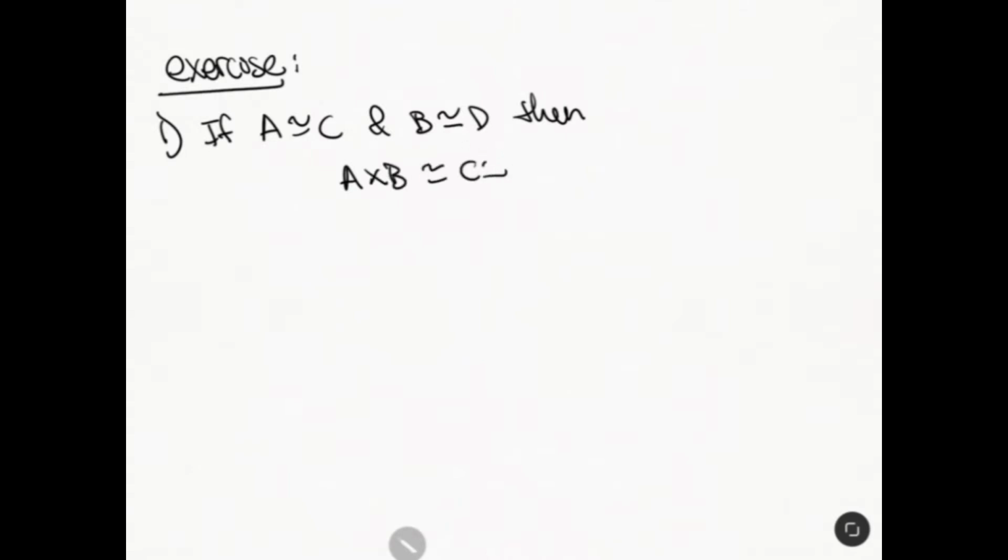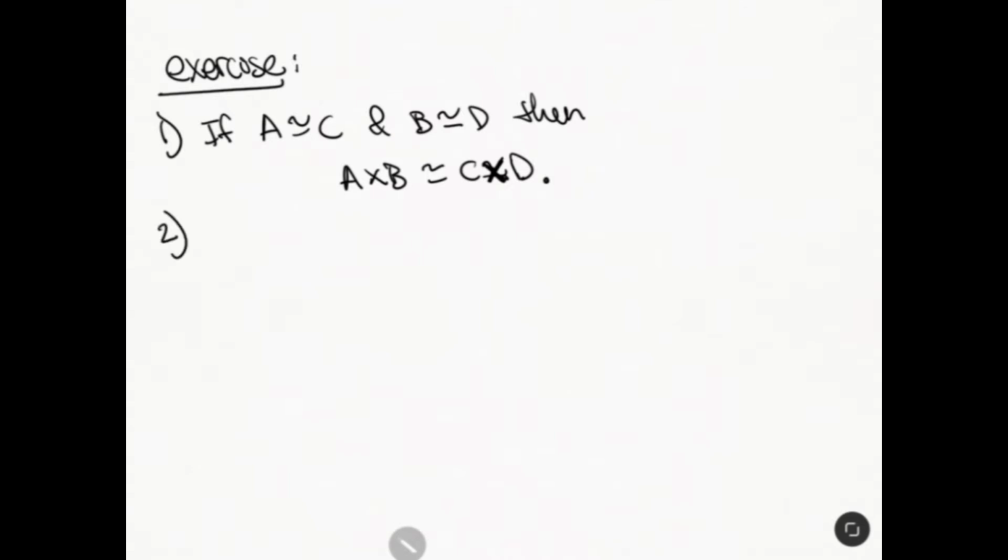Okay, so there's two parts. The first part says if A and B have the same cardinality, so let's say A and C, there's a bijection between them, and let's say B is in bijection with D, then the products have the same cardinality. A cross B is in bijection with C cross D. So if A is in bijection with C and B is in bijection with D, then the product of A and B is in bijection with the product of C and D.